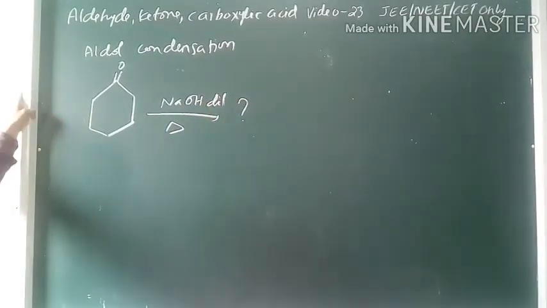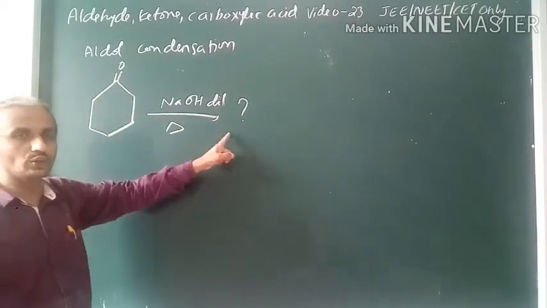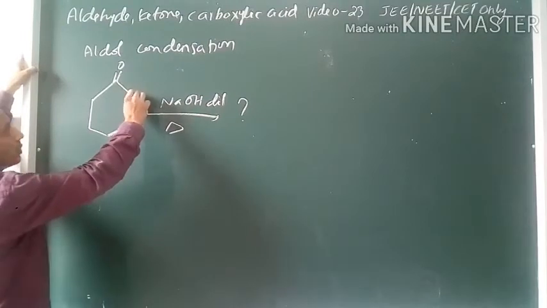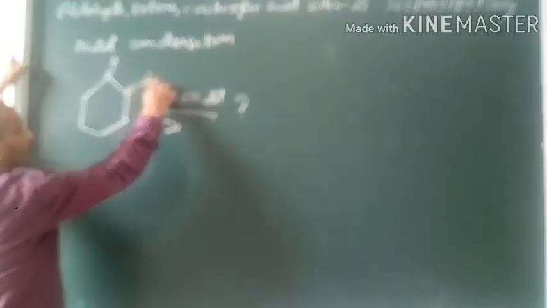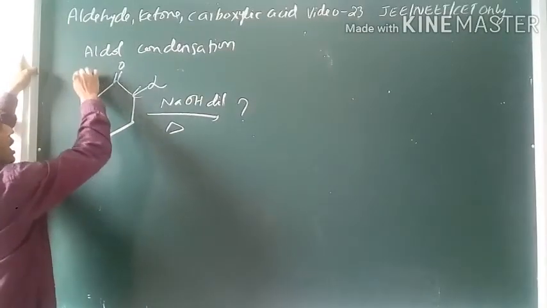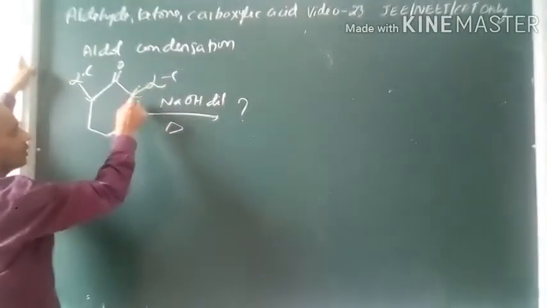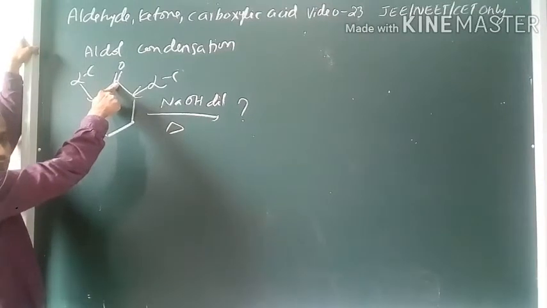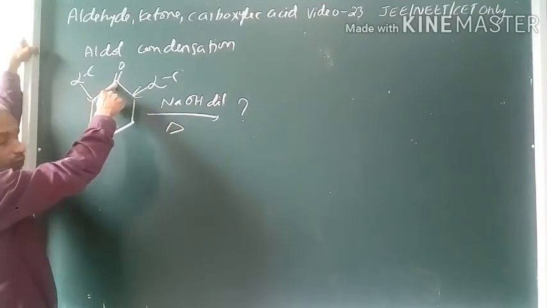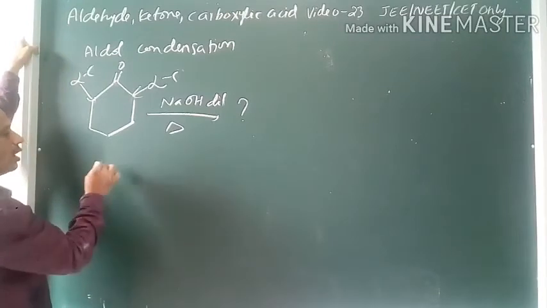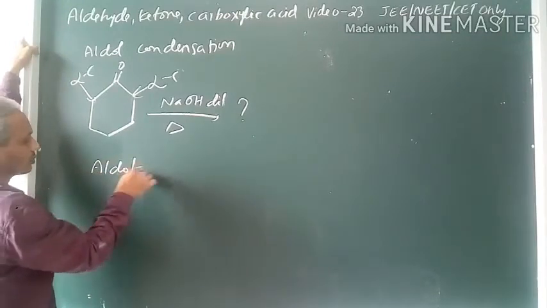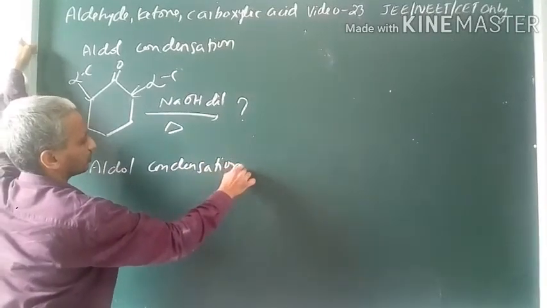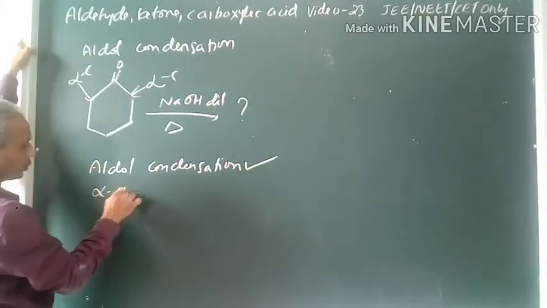Like this, cyclohexanone is treated with dilute sodium hydroxide and heated. What is the product? This carbon is the alpha carbon. This is also an alpha carbon. Why? This carbon contains the CO group, and this carbon also contains the CO group. So aldol condensation is shown, because alpha hydrogen is present.